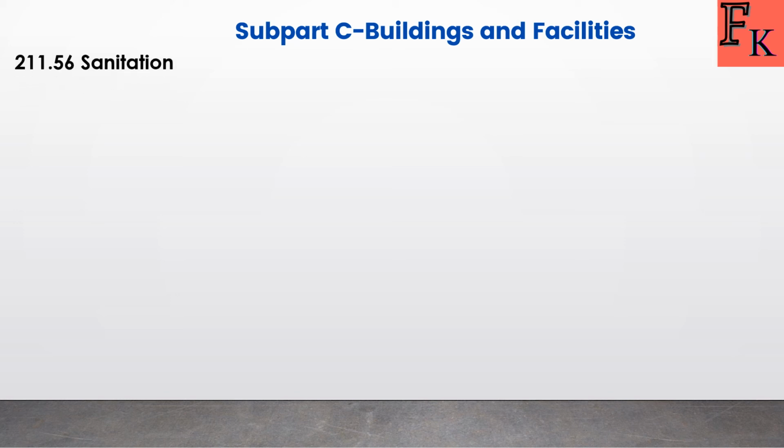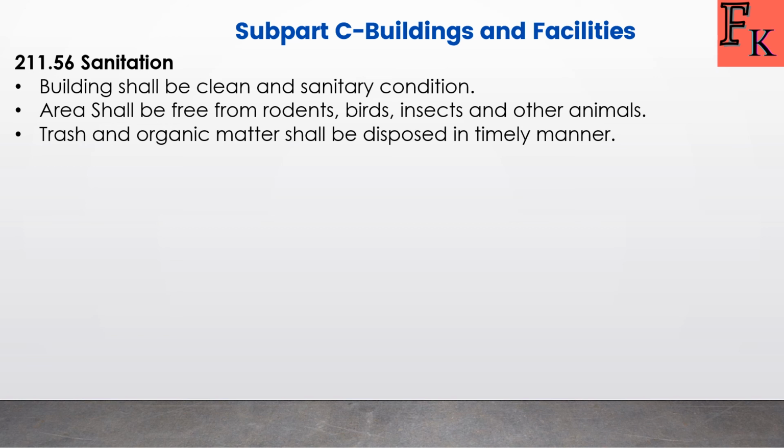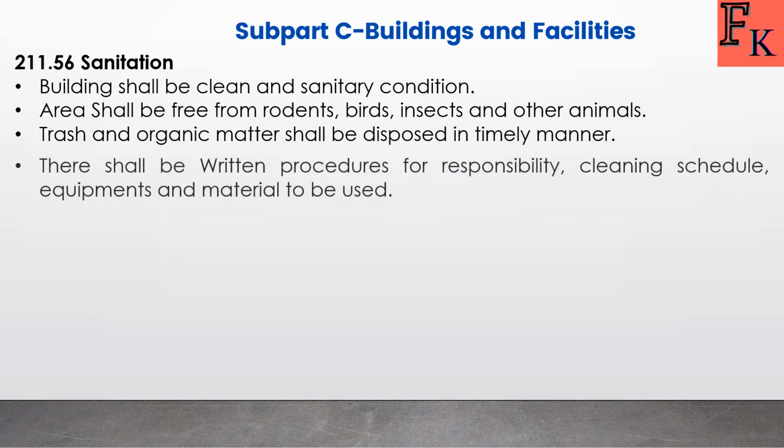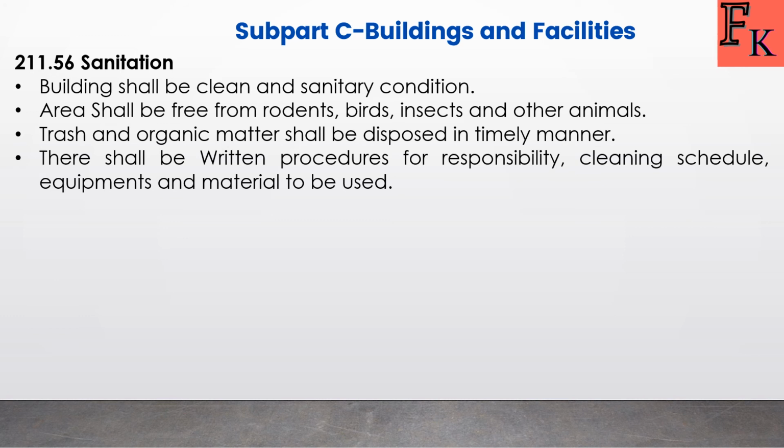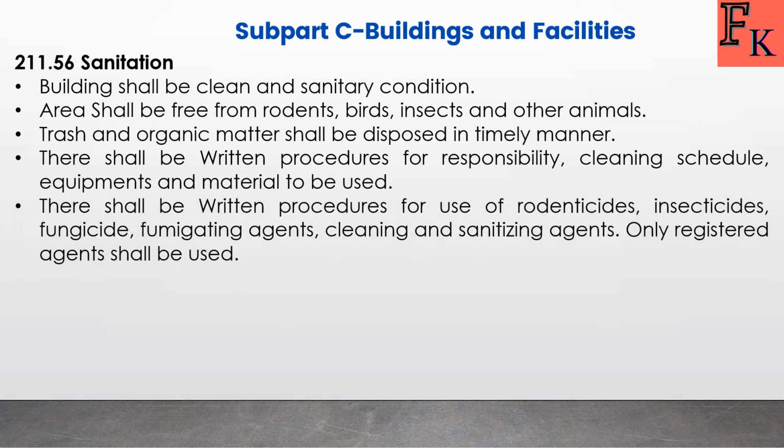So next section is 211.56 Sanitation. Buildings shall be in clean and sanitary condition. Areas shall be free from rodents, birds, insects and other animals. Trash and organic matter shall be disposed of in a timely manner. There shall be written procedures for responsibility, cleaning schedules, equipment and materials to be used for the sanitation process. There shall be written procedures for use of rodenticides, insecticides, fungicides, fumigating agents, cleaning and sanitizing agents. Only registered agents shall be used.